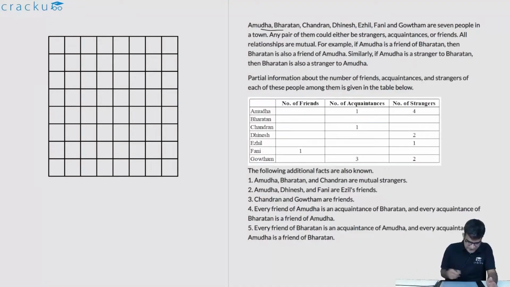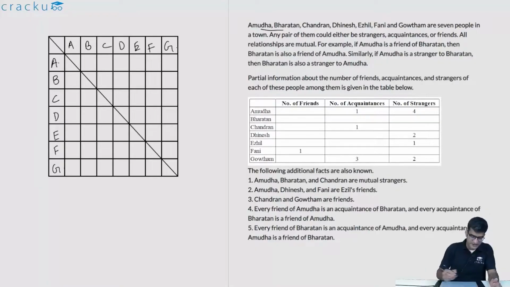It will look something like this. The rows and columns will be the same. This is A, B, C, D, E, F and G. Similarly, this also will be A, B, C, D, E, F and G. We won't have any relationship between the same person, that is A and A should not exist. So let us draw a line across the diagonal.